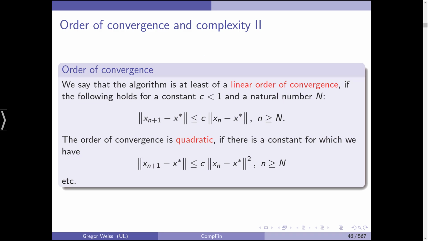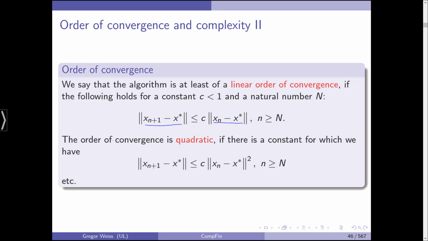This is important. We say that the algorithm is at least of a linear order of convergence if the following holds for a constant c less than 1 and a natural number capital N. The difference between the n plus 1's solution and x star is smaller or equal, as a norm, than c times the difference in the nth step, and n being larger or equal than capital N.